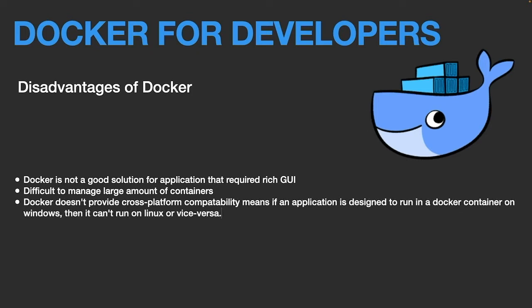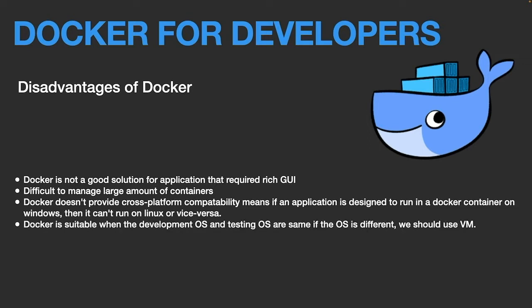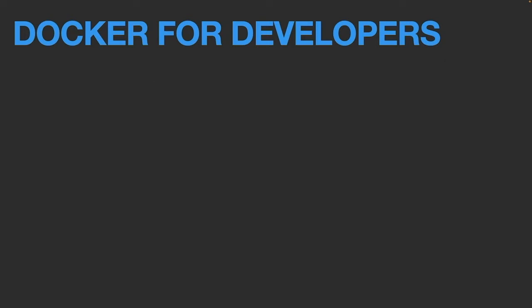Docker does not provide cross-platform compatibility, meaning if an application is designed to run in a Docker container on Windows, then it cannot run on Linux or vice versa. You need to build your image for compatibility with your host operating system. Docker is suitable when the development operating system and testing operating system are the same, but if your operating systems are different, then you should use a virtual machine. And there is no solution for data recovery and backup in Docker, so that is another disadvantage.